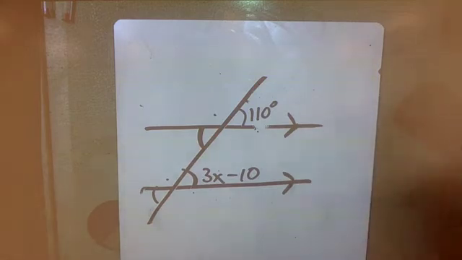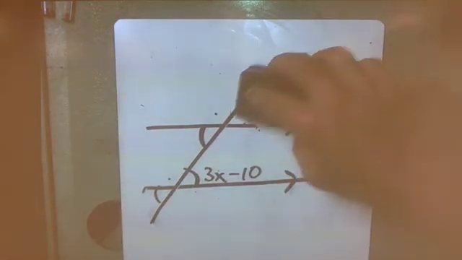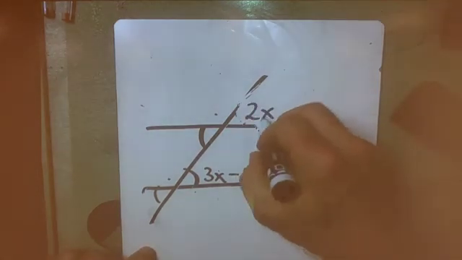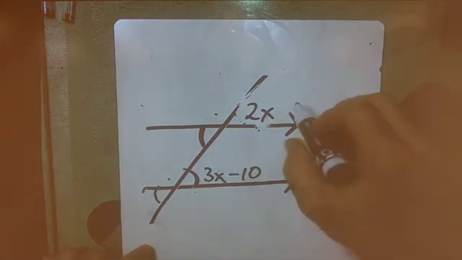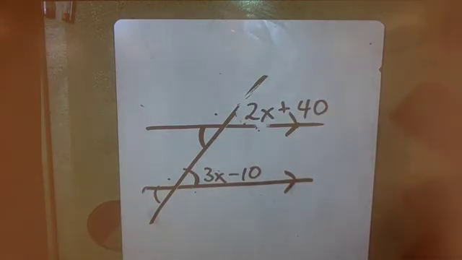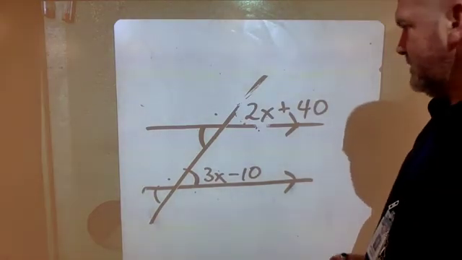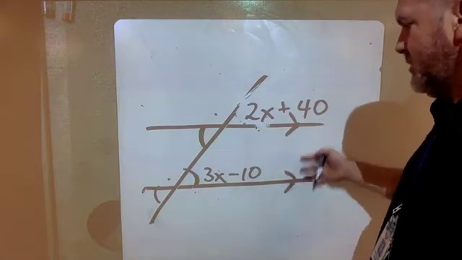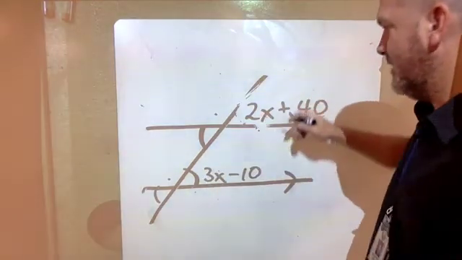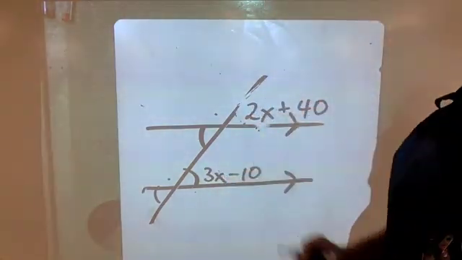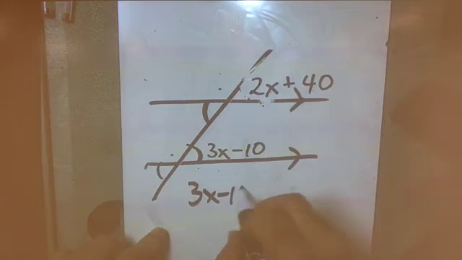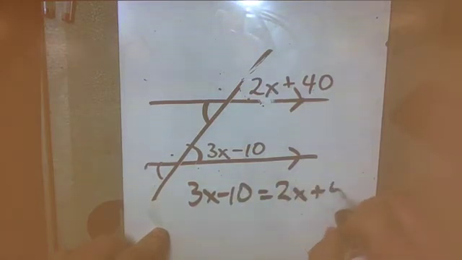But regardless, let's say instead of a degree measure, I give you another algebraic expression. 2x plus 40. All right. Now it's like, whoa, slow down. What do I set this equal to? What number am I going to use here? Well, you're not going to use a number. You're going to set this angle equal to that angle, and whatever is inside those angles, that's what you're going to use. So you have to do 3x minus 10 is equal to 2x plus 40.